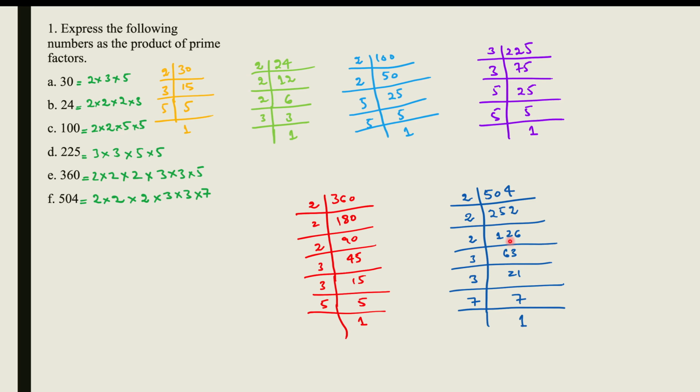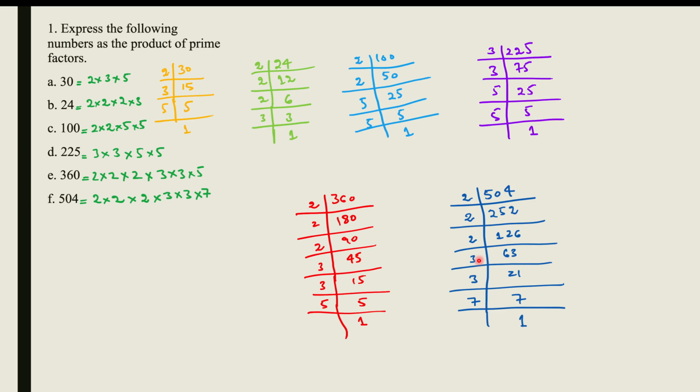504, again the same. We start with the smallest prime, 2. 2 multiplied by 252 is equal to 504. 2 multiplied by 126 is equal to 252. 2 multiplied by 63 is equal to 126. It is no longer divisible by 2, therefore we move to 3.